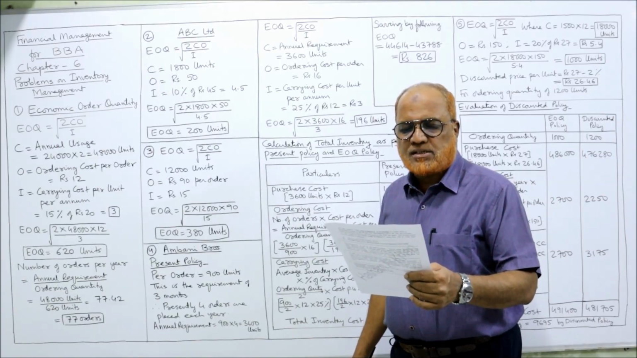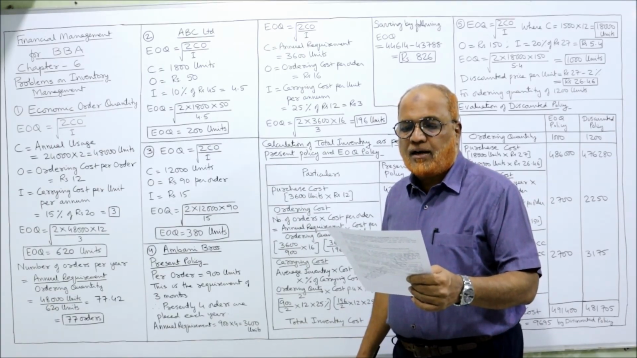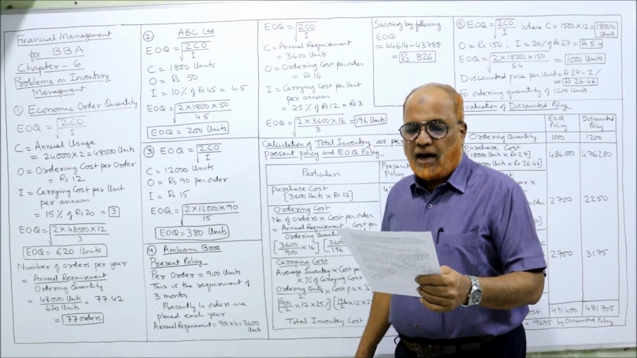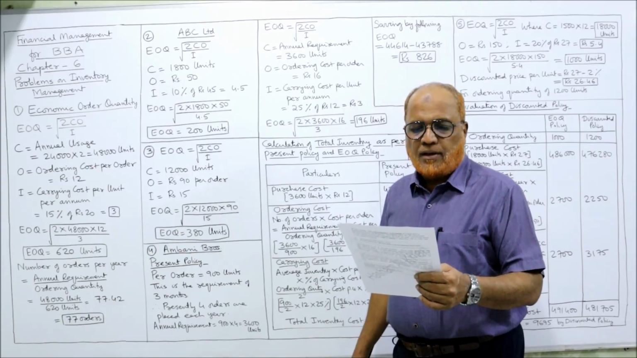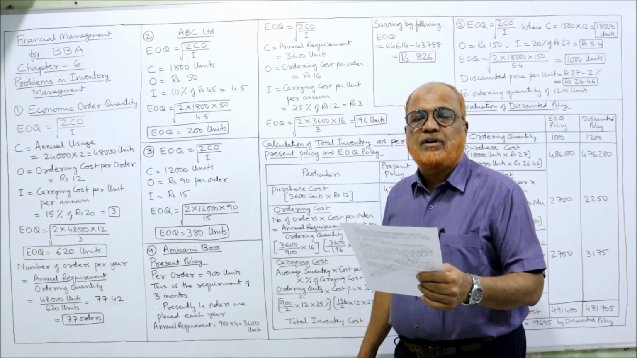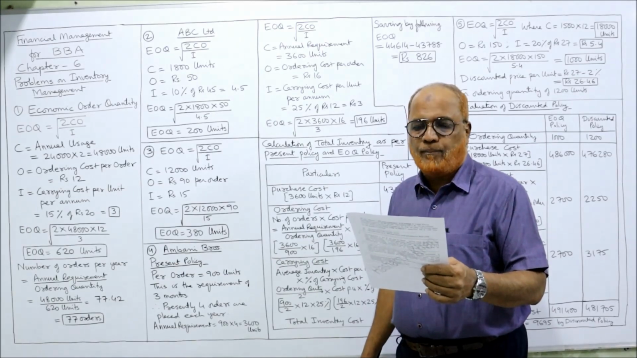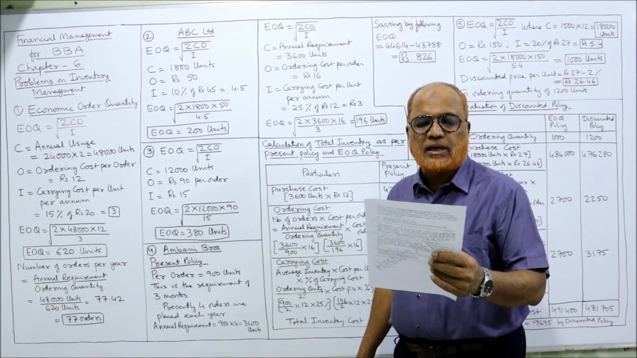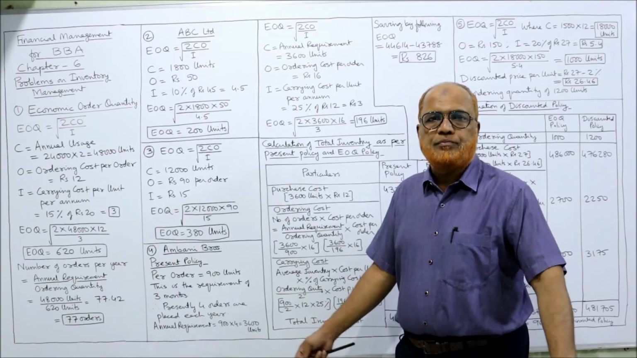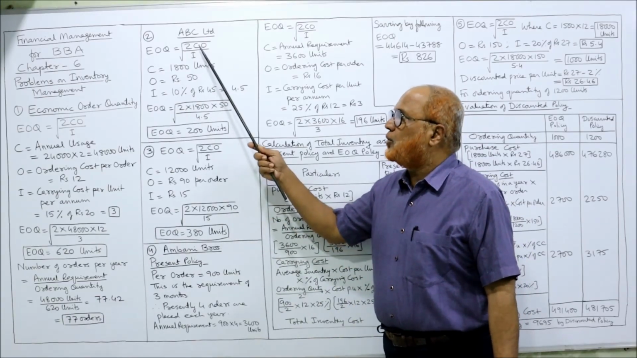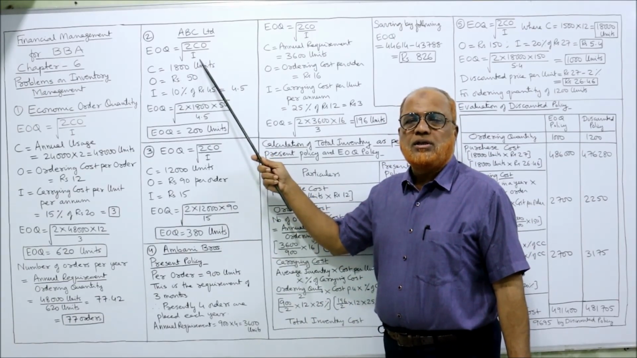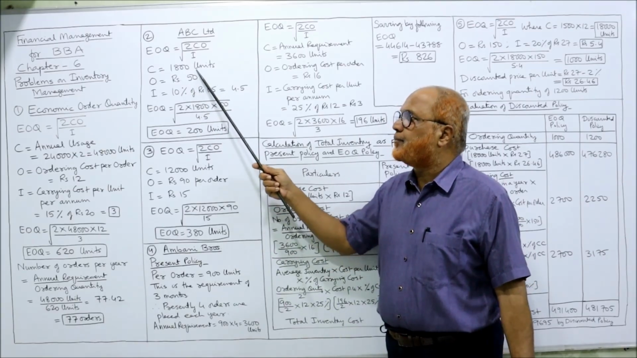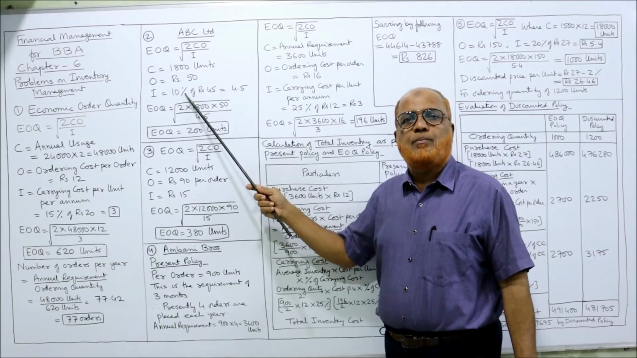ABC Limited purchases a certain quantity of inventory, 1800 units per annum. So for 1 year, 1800 units are required at 45 per unit. The cost of placing an order is 50 rupees, the ordering cost per order. And the carrying cost is 10% of unit cost. We are required to calculate EOQ. Only one. So the formula is EOQ, the square root of 2CO by I. C stands for annual usage, which is given in the problem, 1800 units. O stands for ordering cost per order.